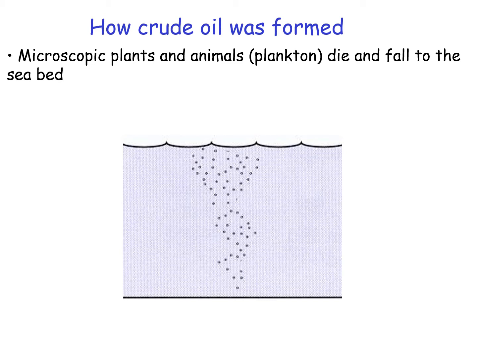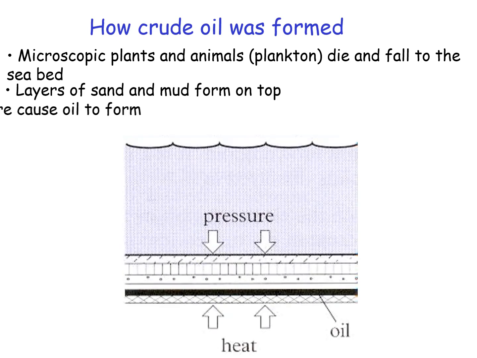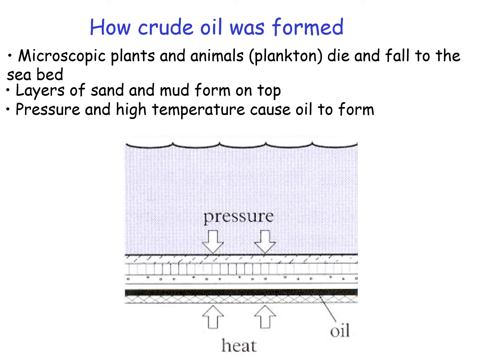So what happened millions of years ago is that microscopic plants and animals, which we call plankton, live in the sea. When they die, they would fall down to the bottom of the sea bed. Then over time, you get sedimentation, so you get layers of sand and mud that will start forming on top of those dead plankton. With those layers being formed, it creates huge amounts of pressure. And with that pressure will also come high temperatures. And that pressure and high temperature will take those carbon-based life forms, that plankton, and convert it into what we know as crude oil.